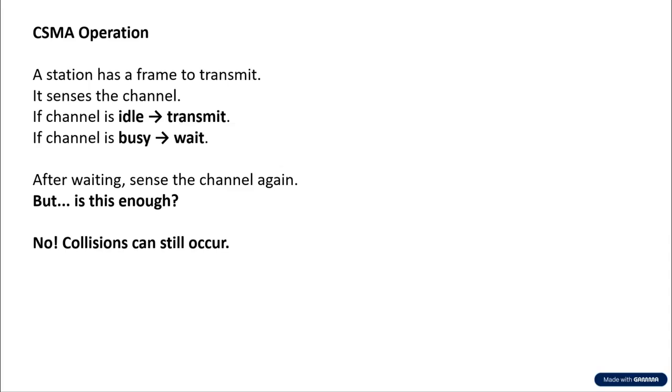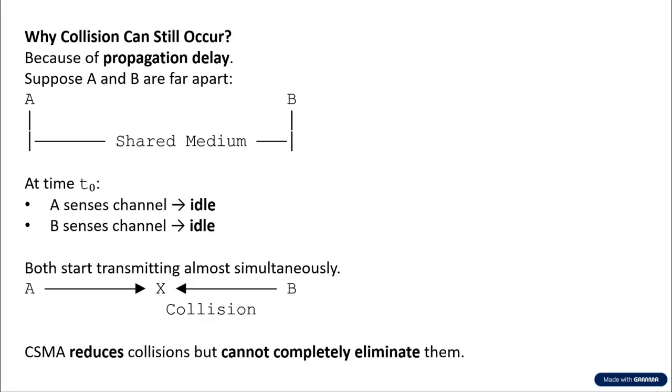But is this enough? Unfortunately, no. Collisions can still happen. Because of what we call propagation delay, the time it takes a signal to travel across a wire, two stations very far apart might both check the channel at exactly the same moment, see it as empty, and transmit simultaneously, which can lead to collision. Look at the picture. Station A and B sense the channel at the same time and then they start transmission. A collision resulted. So CSMA tries to reduce collisions but cannot completely eliminate them.